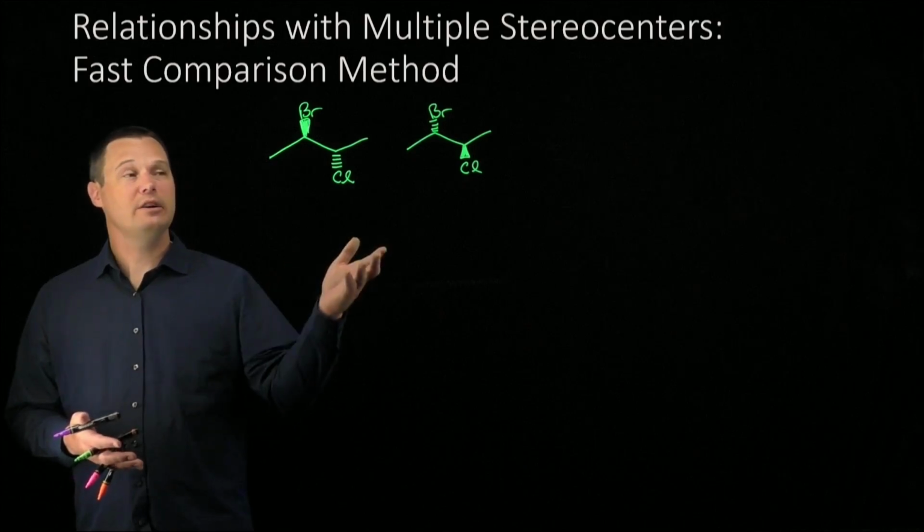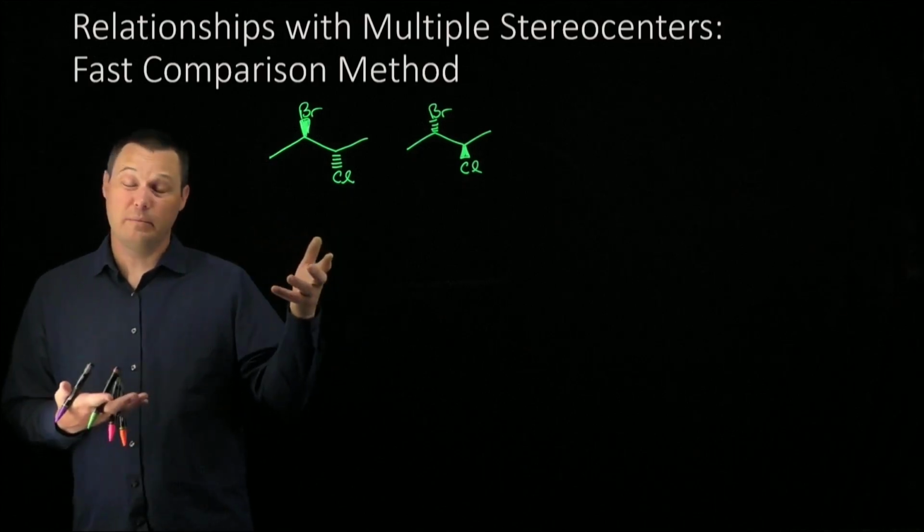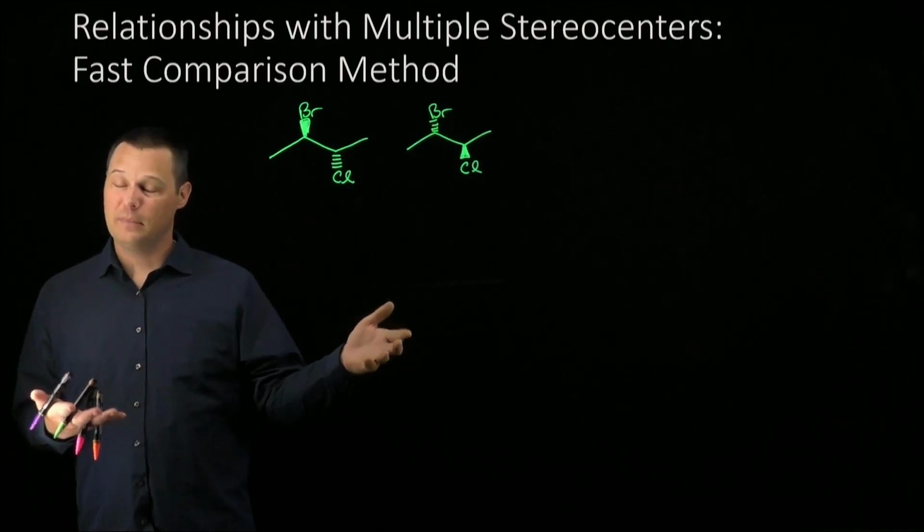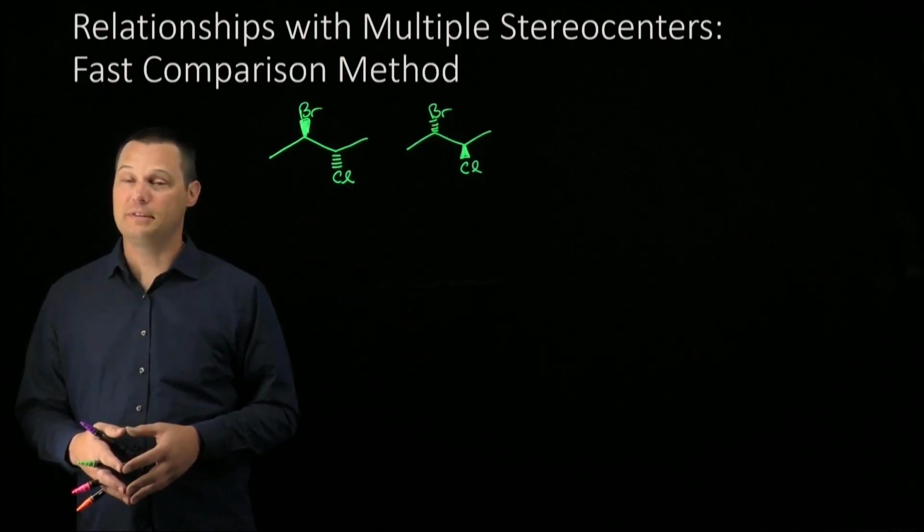If enantiomer and diastereomer labels feel manageable with one or maybe two stereocenters in a molecule, but completely unreasonable with more than that, this video will show you a nice shortcut that will save you a lot of time.